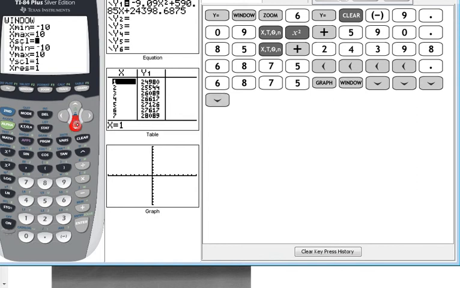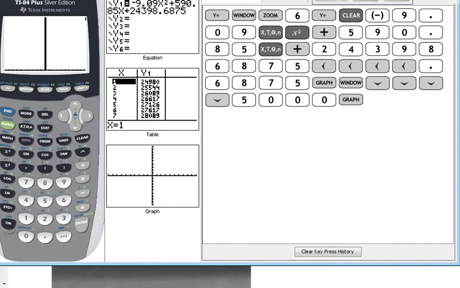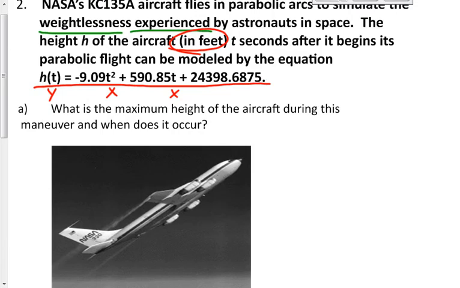So for our y maximum, this is how high it goes. Let's put in 5,000 feet. And let's graph that. Well, we're not getting a whole lot, are we? Let's go back to our equation. Notice this number right here.